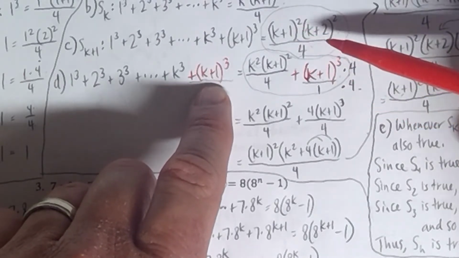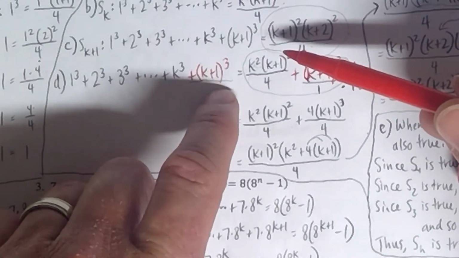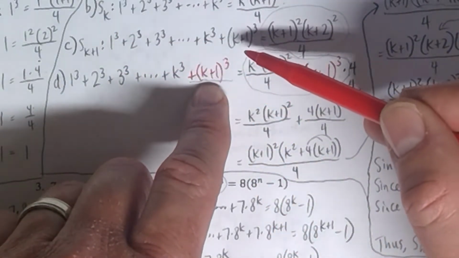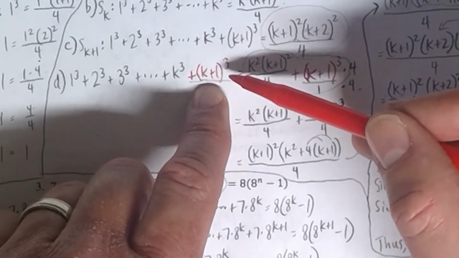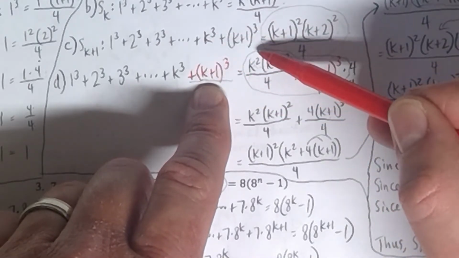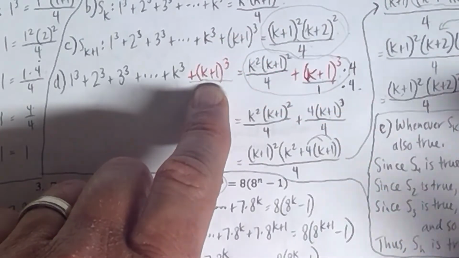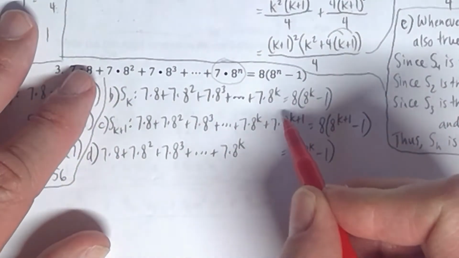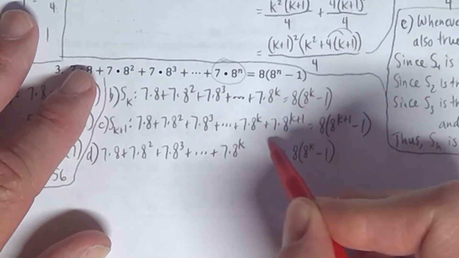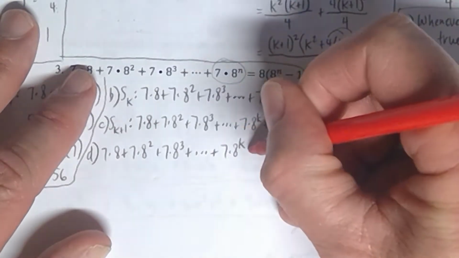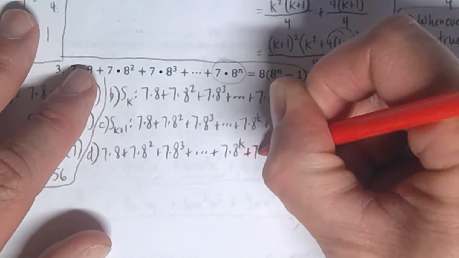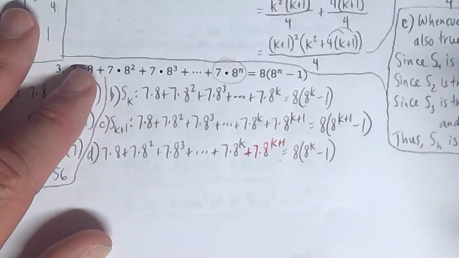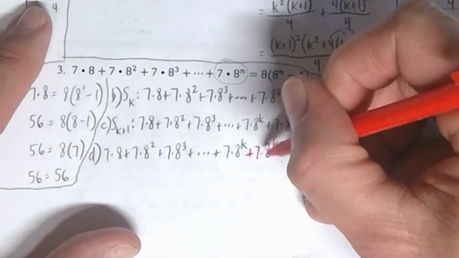You don't just plug in k plus 1 again. You just add whatever you add over here to make the left-hand side of the part C statement the same. In this case, it was plus k plus 1 to the third, this last part right here. You add that same thing to the other side. What is that thing going to be in this problem? Well, this is the last thing on the left-hand side of the part C statement right here. So that's exactly what you need to add to both sides: 7 times 8 to the k plus 1 power.